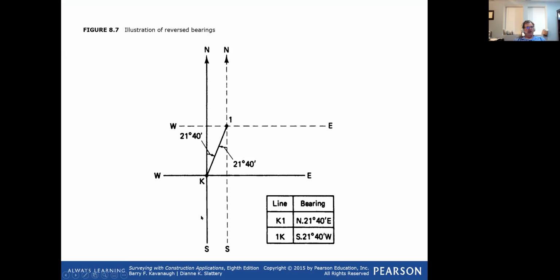So if this is your compass, this same line from K to 1 is also an extension of 1 to K. It comes down here, so whatever is northeast is also southwest. And in here, we go up north 21 degrees 40 minutes east. If we move this up to here, it's the same as going south 21 degrees 40 minutes west. That's very important to know, and it's going to be very useful in dealing with a traverse.